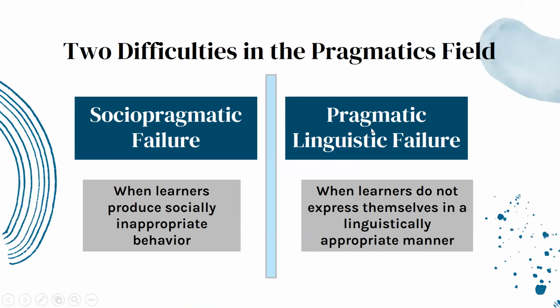There are two difficulties in the field of pragmatics. The first is socio-pragmatic failure, and this is when learners produce socially inappropriate behavior. You'll see why this is relevant in a moment. And then there's also pragmatic linguistic failure, which is when learners do not express themselves in a linguistically appropriate manner.